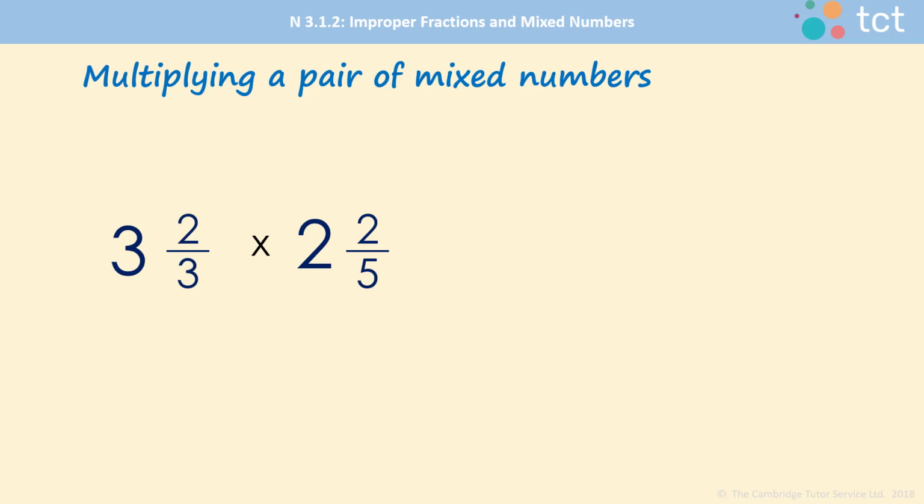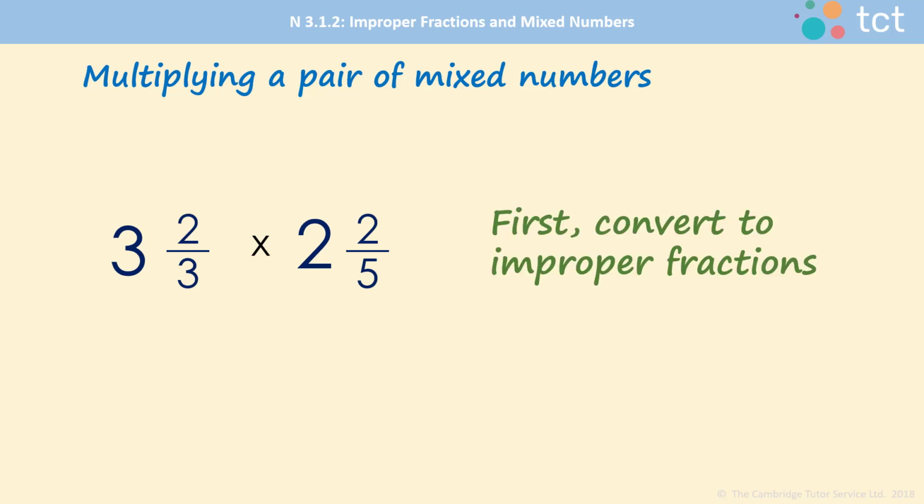Looking at multiplying a pair of mixed numbers, the first thing you need to do is convert them to improper fractions. So 3 2/3, how many thirds are there altogether? Multiply the whole number by the denominator. 3 times 3, that's 9. Add to the numerator, that's 2. 9 and 2, that's 11. So there are 11 thirds, and we're multiplying that by how many fifths? 2 times 5, that's 10. Add 2, that's 12. So we're multiplying that by 12 fifths.